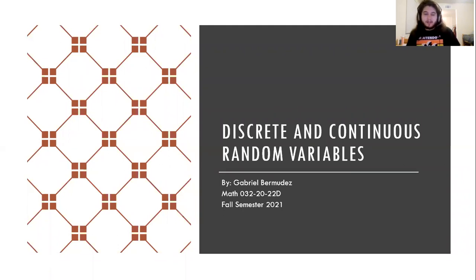Today, I'm going to be talking about discrete and continuous random variables, specifically what they are, some differences between them, and show a problem relating to them.